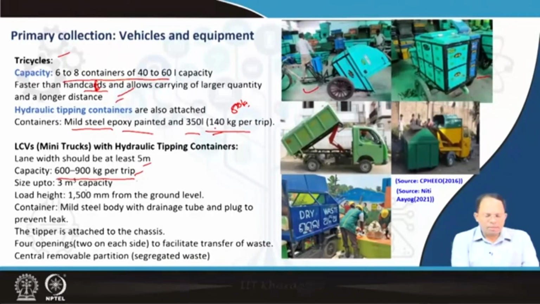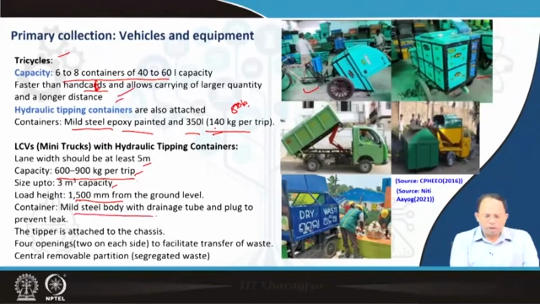So size up to 3 cubic meter capacity. Load height is very important, because if it is too high, then it will be difficult for people to throw the garbage inside. So load height is around 1500 millimeters from the ground level. Some people also say 1.6 meters is the maximum height.